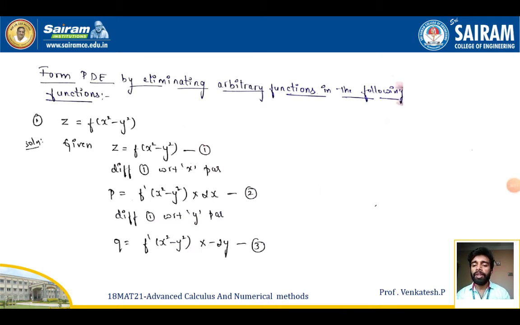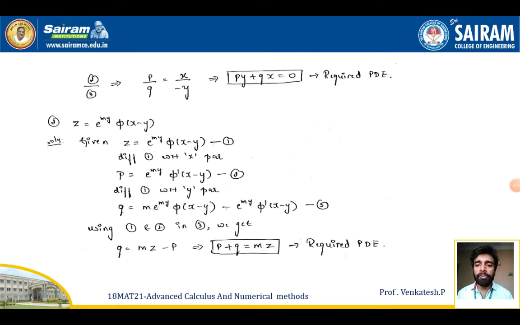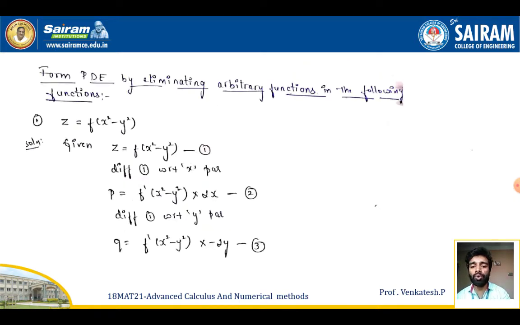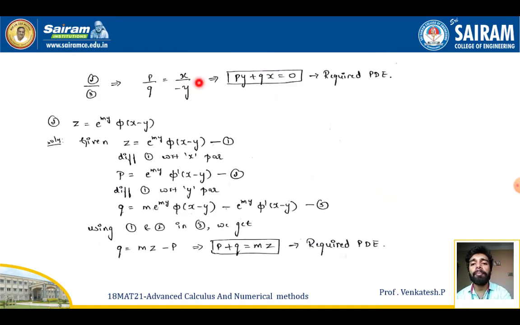Now to eliminate the arbitrary function, I am going to divide equation number 2 by equation number 3, that is, dividing p by q. I can cancel the constants 2 and 2 here. The function also I can cancel here. So the remaining will be x by minus y. On taking LCM, I will get minus py is equal to qx, or py plus qx is equal to 0, which is the required partial differential equation.